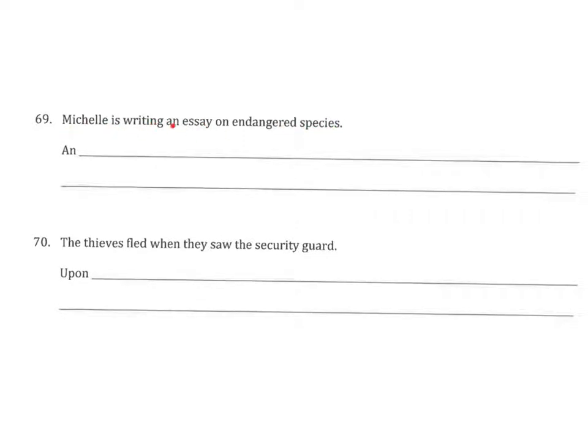Michelle is writing an essay on endangered species. I'm going to go ahead and identify that Michelle is the subject, essay is the object, and is writing is the verb, okay? So when I'm doing this kind of question, I know that it's definitely going to be active to passive voice, meaning the subject and the object are going to switch places and the verb is going to change its form, okay? So let's do that step by step.